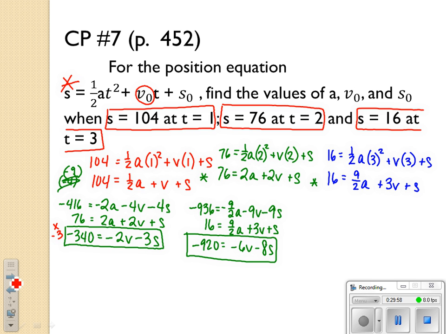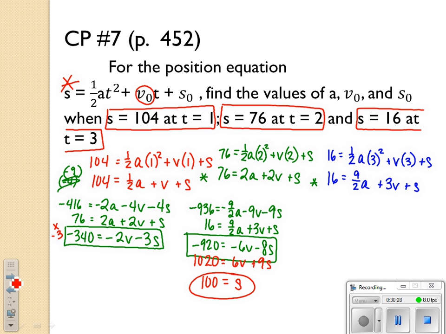Negative 3 times negative 340 is positive 1020. Then negative 2v times negative 3 is 6v. And negative 3 times negative 3s is positive 9s. Combining, I get 100. The v's eliminate, and negative 8 and 9 make 1. So nicely enough, we just found s.